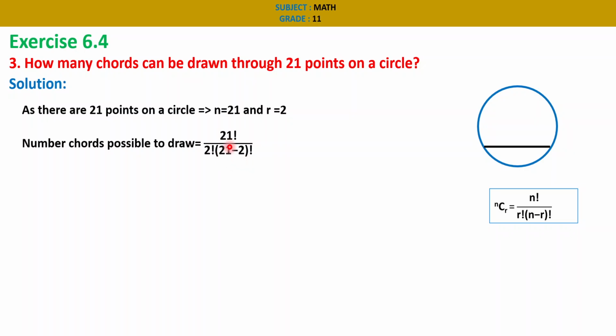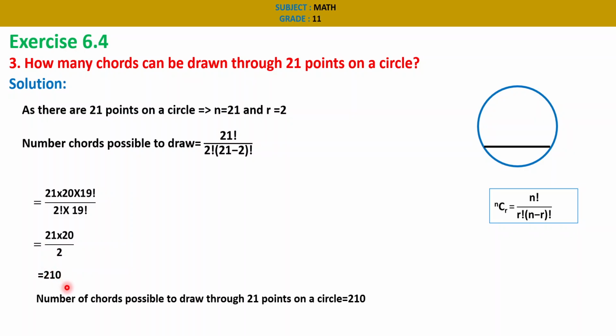That is 21 factorial divided by 2 factorial into 19 factorial, that is 21 into 20 into 19 factorial divided by 2 factorial into 19 factorial. We can cancel 19 factorial here. 2 tens are 20, so we are going to get 21 into 10, that is 210. Number of chords possible to draw through 21 points on a circle is equal to 210.